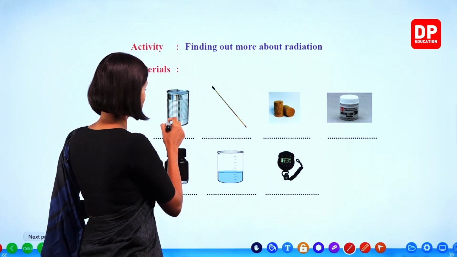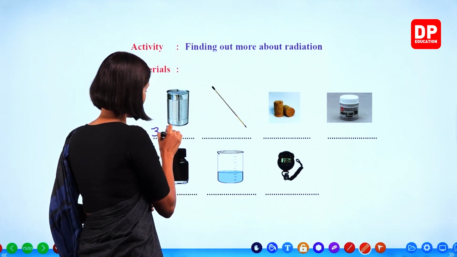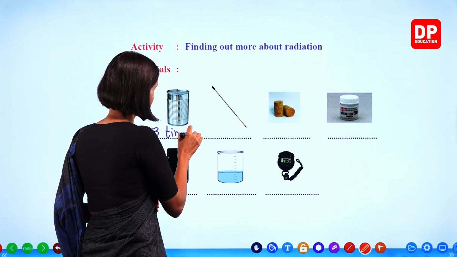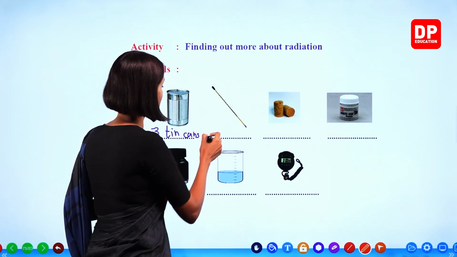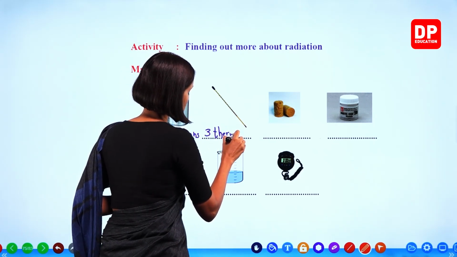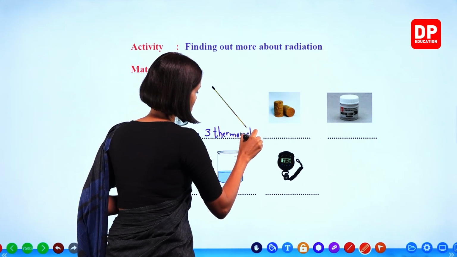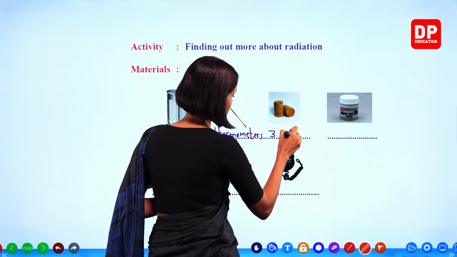We will write down 3 tin cans. They should be of the same size. Okay, similar tin cans, right? 3 thermometers. 3 cork stoppers.